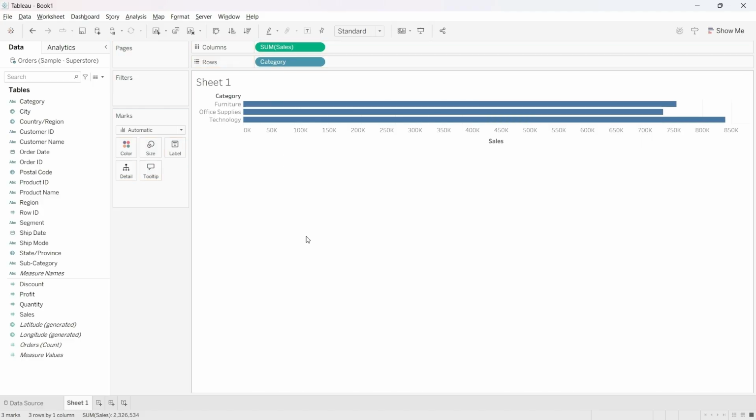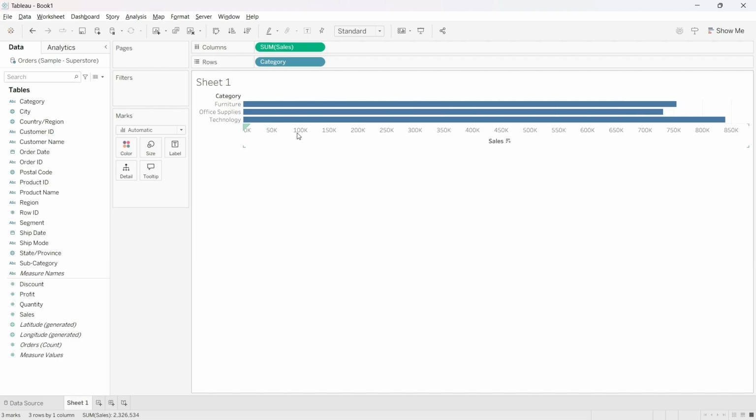Now our groups are furniture, office supplies, and technology. Notice that the measure hasn't changed. We are still analyzing the sales value. What changed is the dimension we are using to organize the analysis. So, when we use region, we are looking at sales by region. When we use category, we are looking at sales by category.